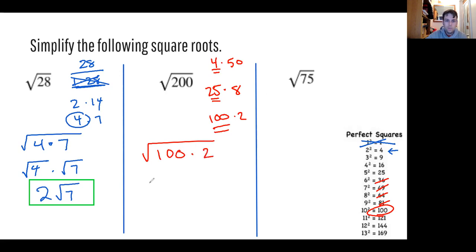100 times 2. Split that up. Square root of 100 times the square root of 2. Square root of 100 is 10. 10 times the square root of 2 is our answer.